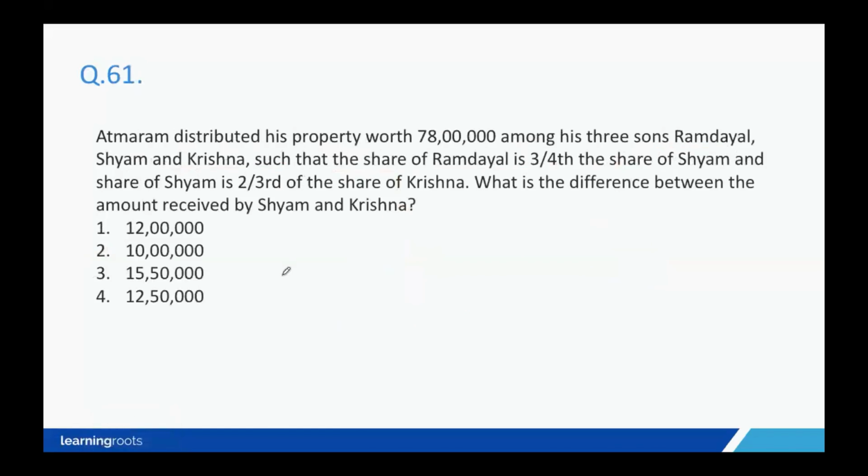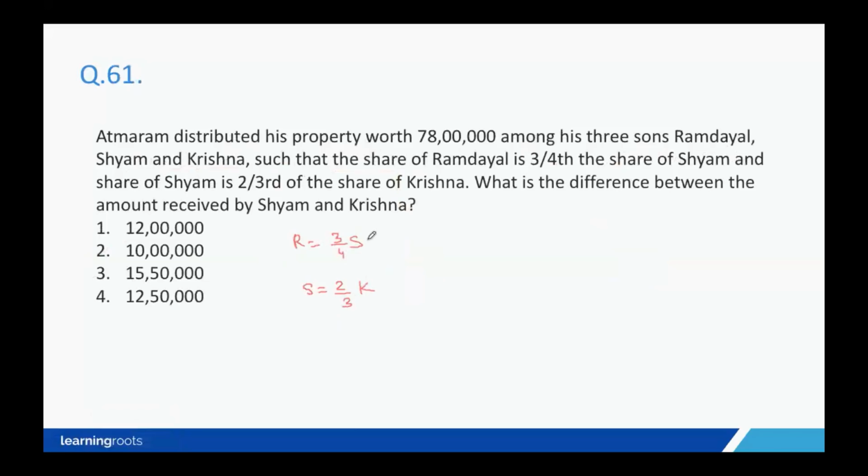Coming to 61, Atmaram distributed his property worth 78 lakhs among his 3 sons, R, S, and K. R is equal to 3/4 of S. S is equal to 2/3 of K. What is the difference between S and K? Let's again do the same thing. Let's put it in terms of one parameter.